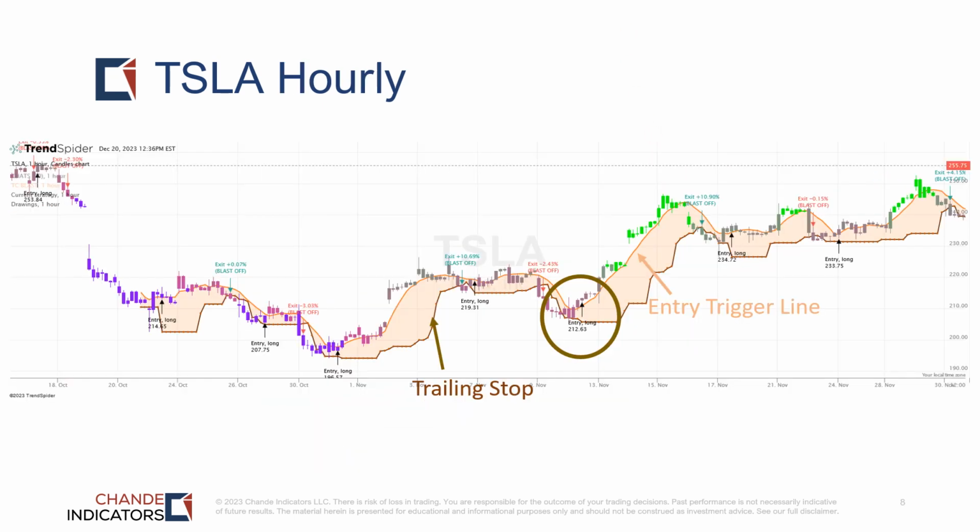We now switch from daily data to hourly data for Tesla, and the system and the rules are applied exactly the same way. For example, here we have a high above the trigger line. We enter on the high, we follow the trailing stop and get stopped out. And again, important to emphasize that we don't know if the market will follow through. So you could get an entry with a weak follow through, so you have to maintain good stop discipline.